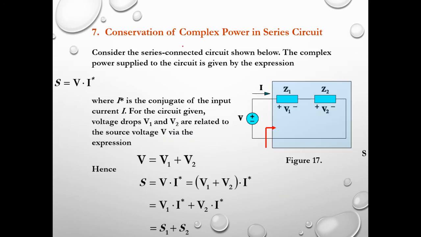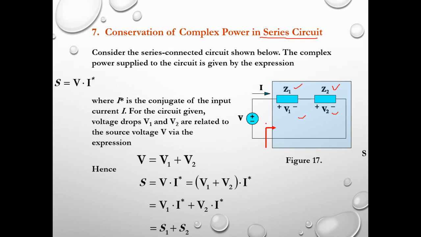And then, conservation of complex power in a series circuit. Consider the series connected circuit shown below. The complex power supplied to the circuit is again given by the expression S equals V I conjugate, where I conjugate is the conjugate of the input current I. The voltage drops V1 and V2 are related to the source voltage V via an expression. We have the current I, and Z1, load number 1, and load number 2, connected in series. The voltage drop for Z1 is V1, and the voltage drop for Z2 is V2.